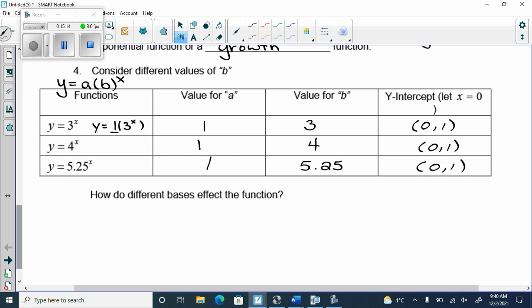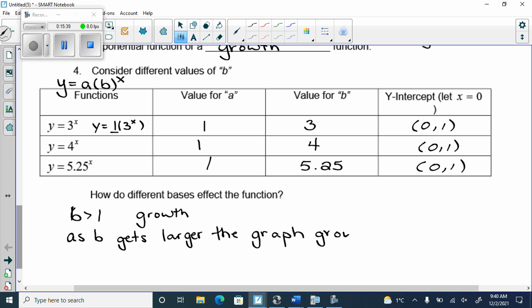How do the different bases affect the function? We did that above. When b is greater than 1, you have a growth. As b gets larger, the graph grows faster, which also makes it closer to the y-axis, because it's going to get more vertical, correct? Faster.